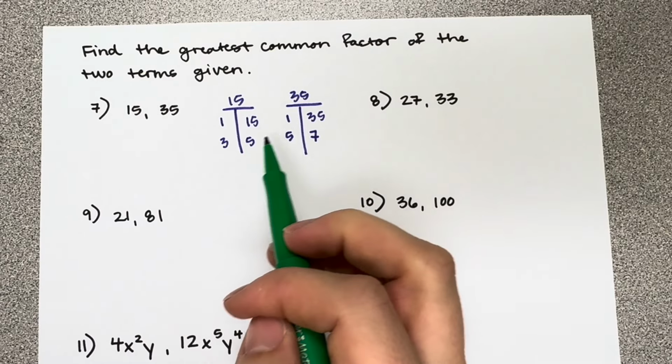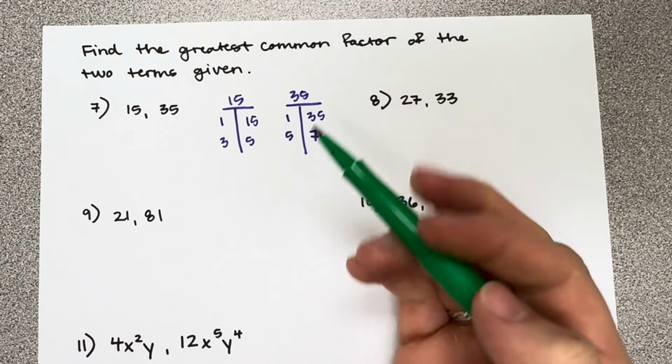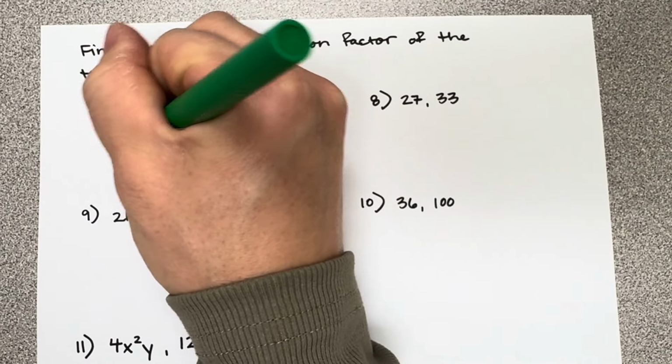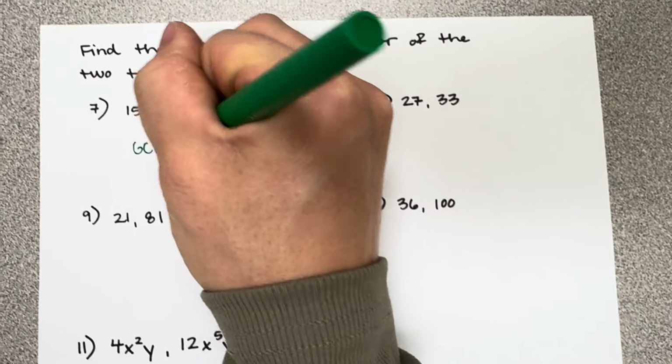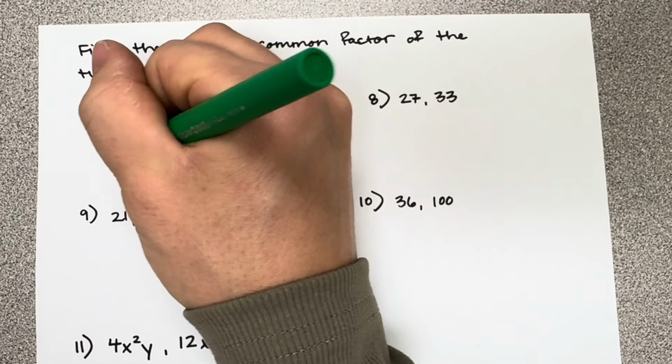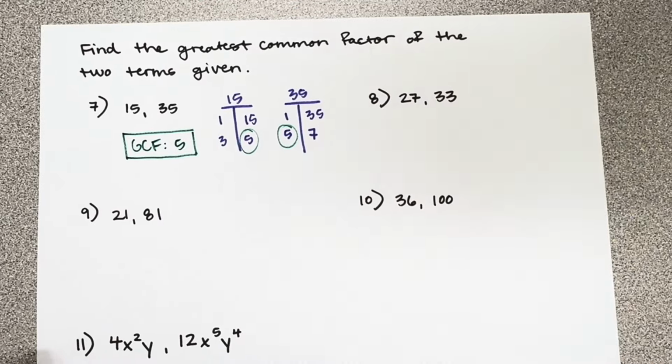So now what I'm going to do is find the biggest number that appears on both of these lists. Okay, well I know that's going to be 5. So my GCF for these two is 5. Boom.